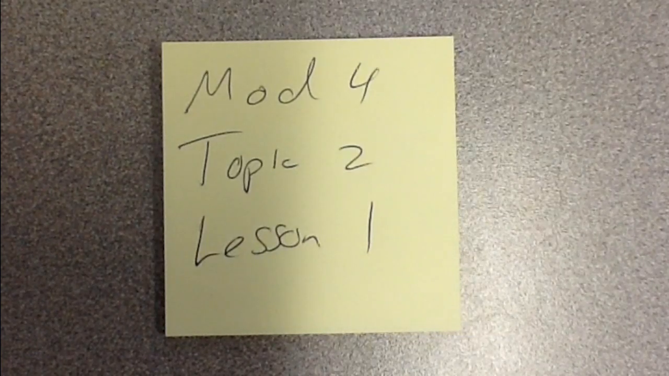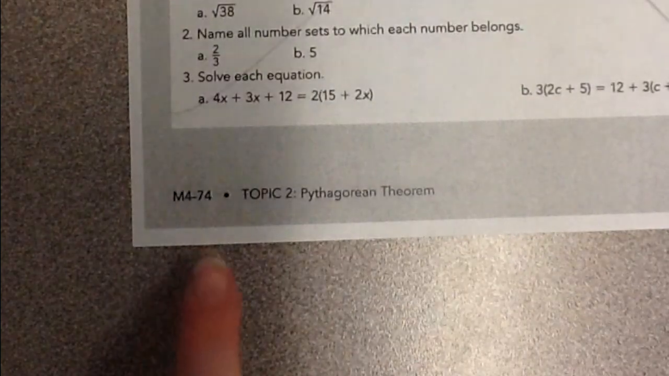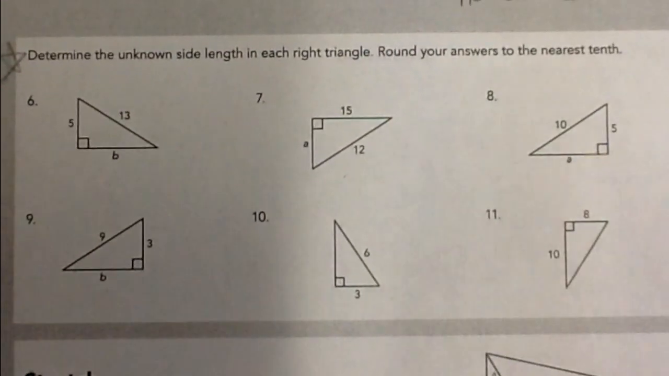This is Module 4, Topic 2, Lesson 1. We'll be doing M4-74, questions 6 through 11. It says determine the unknown side length of each right triangle, round your answers to the nearest tenth. So we're just using the Pythagorean Theorem for this.